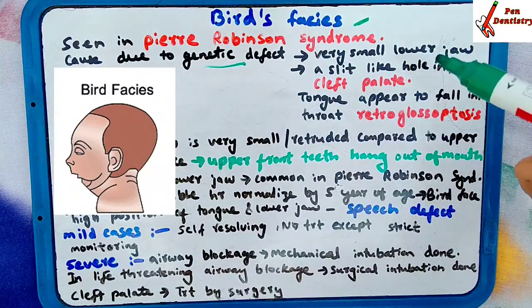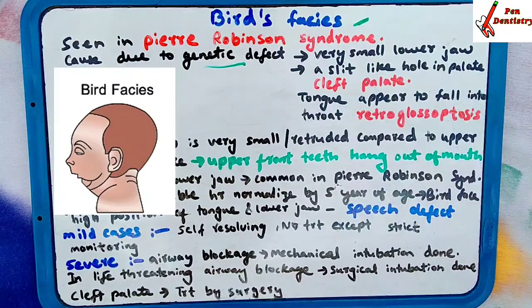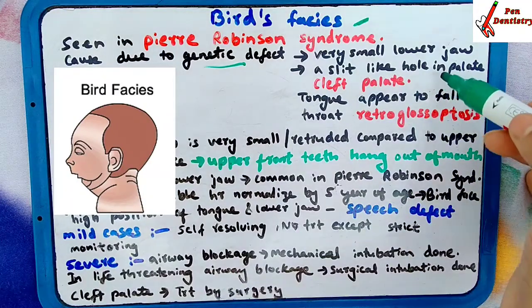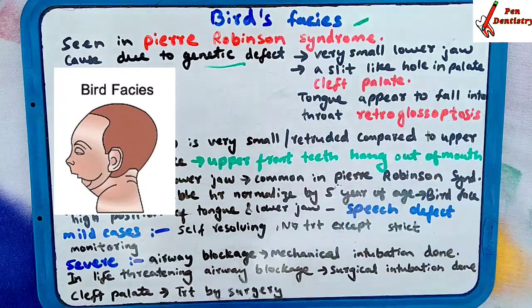As you can see in the picture, when the lower jaw is very small, at that time bird face is seen, along with a slit or hole in the palate, which is a cleft palate. That means there will be an occurrence of cleft palate. The slit or hole-like pattern will occur in the palate. This leads to cleft palate. This occurs in bird faces.